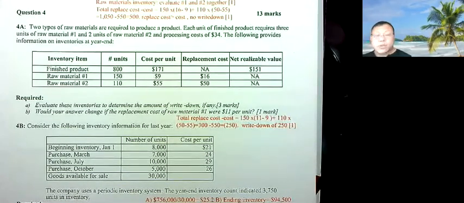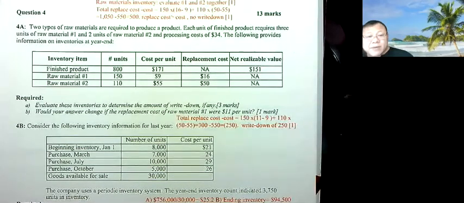Okay, so 2 types of raw materials are required to produce a product. Each unit of finished product requires 3 units of raw materials number 1 and raw materials number 2. The processing cost is 34. The following provide information on inventories at year end. First, evaluate these inventories to determine the amount of write-down, if any. B, would your answer change if replacement cost of raw materials number 1 were $11 per unit?